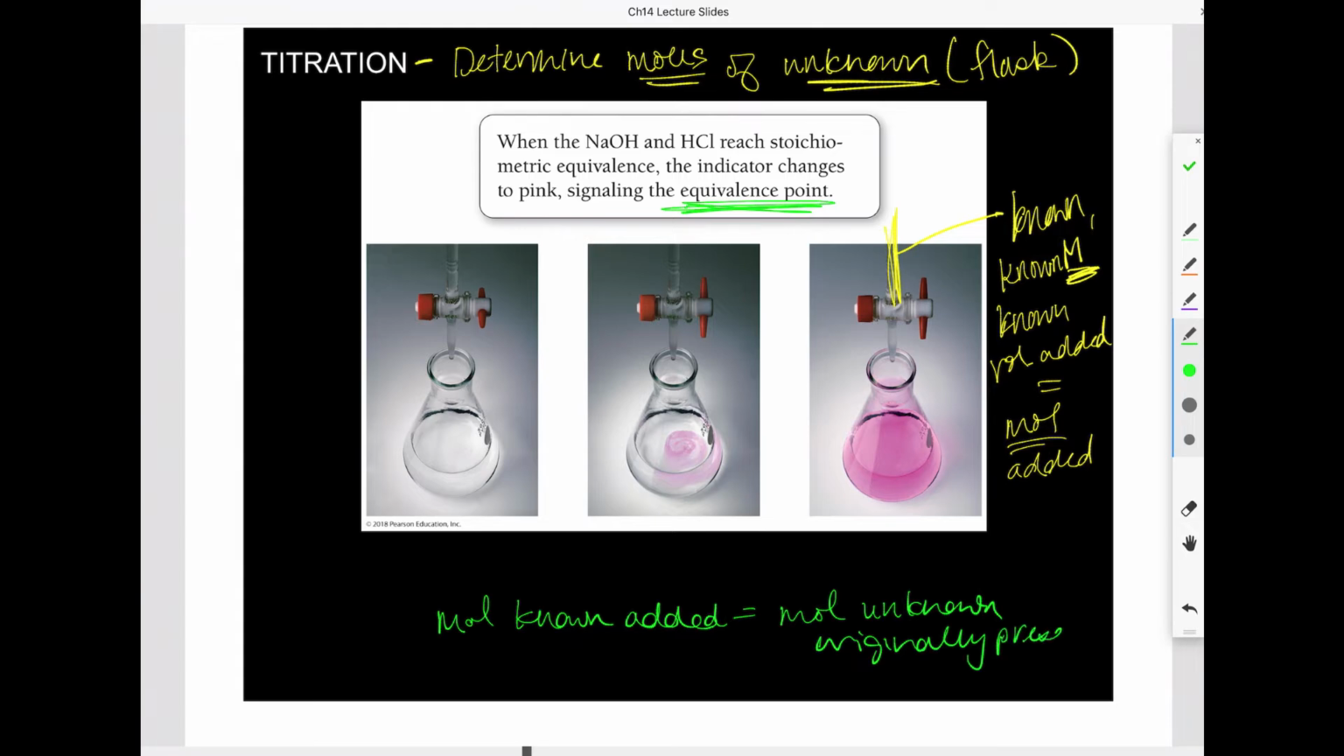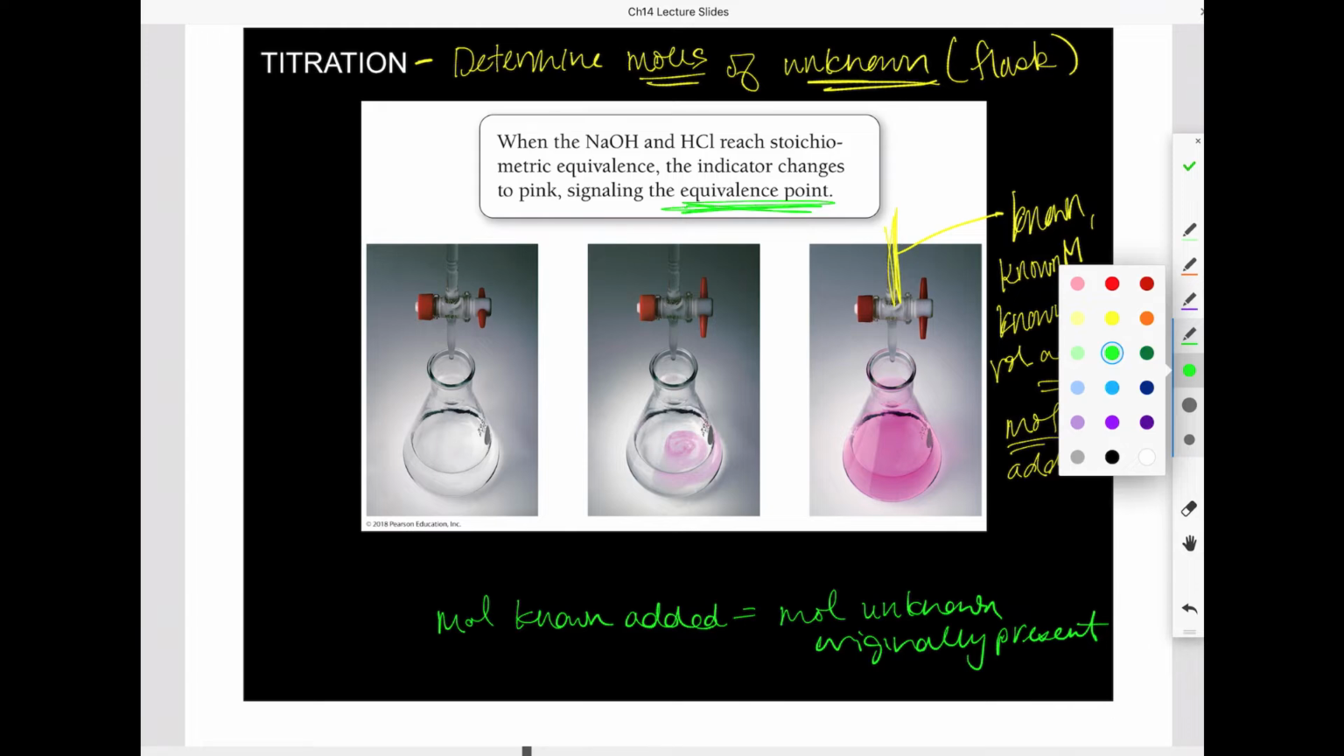And that part's really important. If you try to shortcut the phrasing, if you try to shortcut the wording there, odds are you're going to miss the point, because you're going to try to turn it into something that it's not. It's always going to be the moles of known added equal to the moles of unknown originally present.